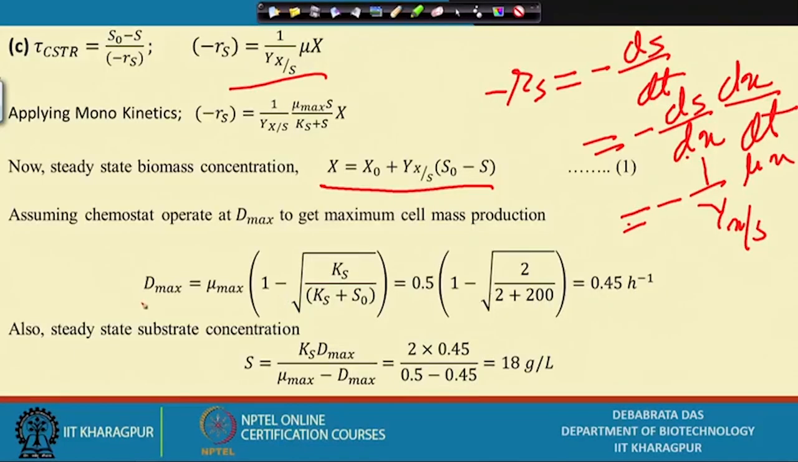So we shall first have to find out the D max, then we shall have to find out, at that D max, what is the cell mass concentration. So D into x, if you multiply D with x, then you will get the maximum cell mass productivity. This is exactly what we are trying to do here. So first we find out the D max value, and we find this is 0.45 per hour, and then the corresponding S value we find out. S equals Ks into D max by (mu max minus D max). So we can find out this is about 18 grams per liter that we have.